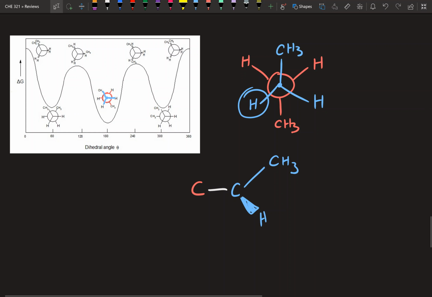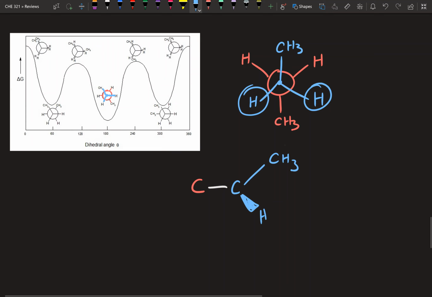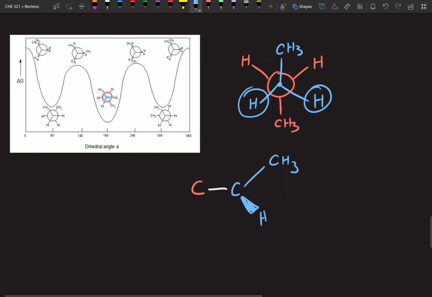And now we have this hydrogen to worry about. That's just going to be going into the paper, away from us now, and so we're going to have to draw that dashed. I'm just going to clean this up.